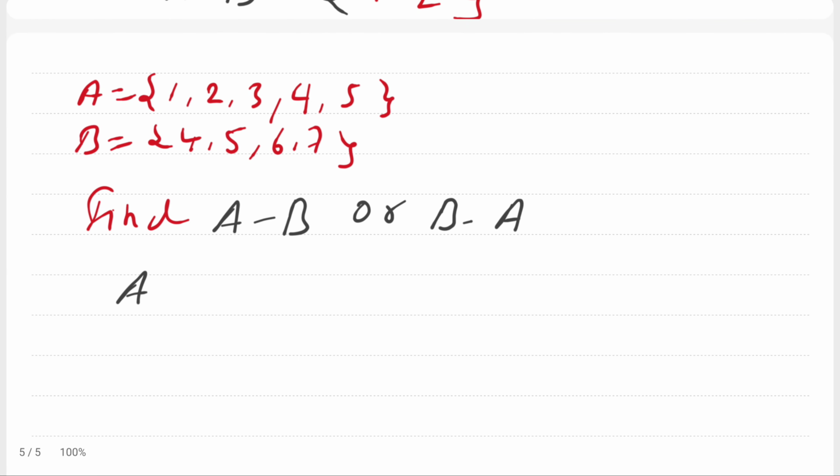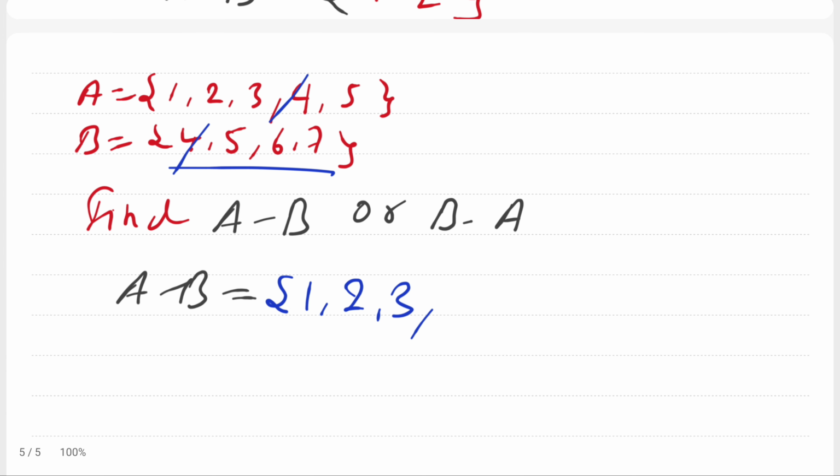First write A minus B equals. Whatever the element in A, does it belong to B? Let's see. 1 does not belong, so we have to write 1 because 1 is not in B. 2 also does not belong to B, we have to write it. 3 also does not belong to B, we have to write it. 4 belongs, so we don't have to write it. 5 belongs, so we don't have to write it. So this is the answer. Whatever elements belong to B, we don't have to write. We write only those elements in A which do not belong to B.